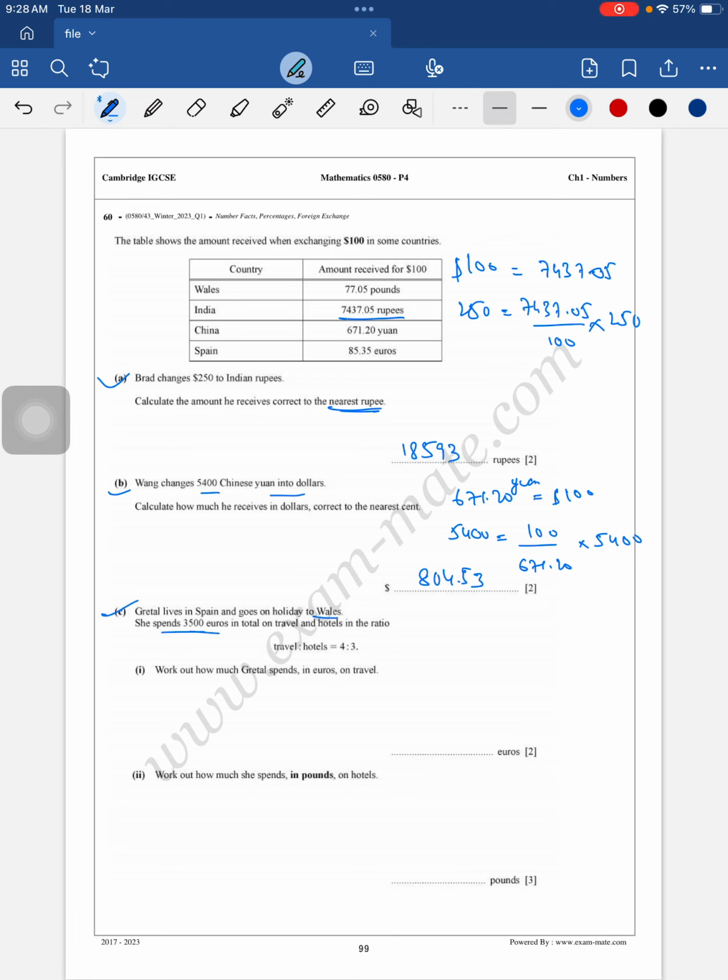Gretel lives in Spain and goes on holiday to Wales. She spends 3,500 euros in total on travel and hotels in the ratio 4:3. Work out how much Gretel spends in euros on travel. Travel is 4, total is 7, and the total amount she is spending is 3,500. Put in calculator, we get 2,000 euros.